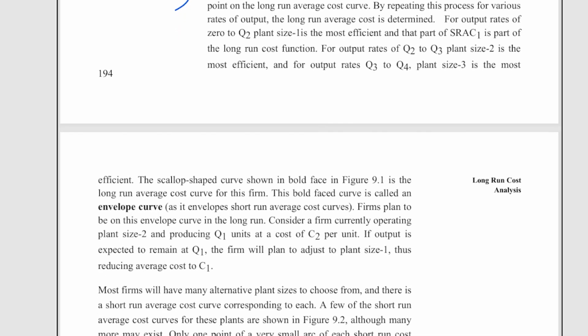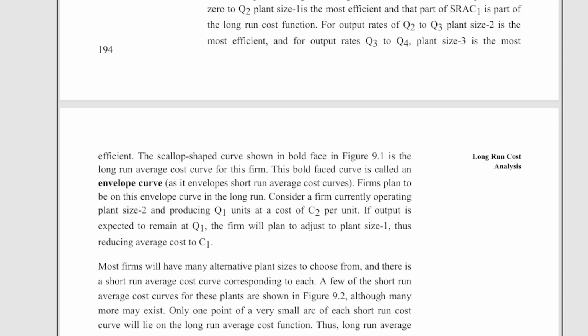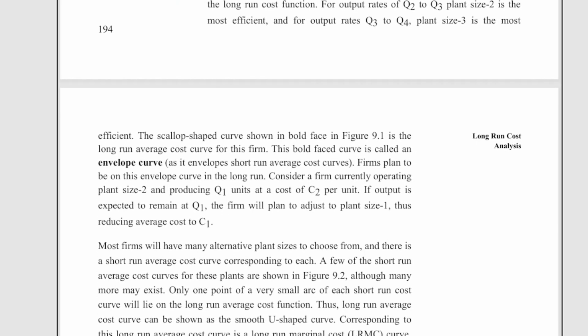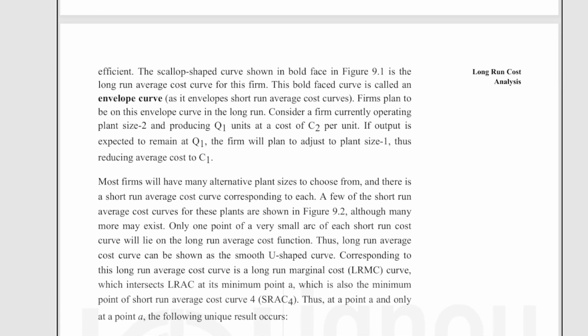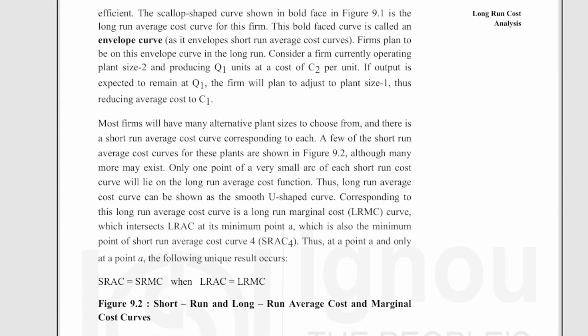For output rates of 0 to Q2, plant size 1 is the most efficient, and that part of SRAC 1 is part of the long run cost function. For output rates of Q2 to Q3, plant size 2 is the most efficient, and for output rates Q3 to Q4, plant size 3 is the most efficient. The scallop shaped curve shown in bold face in Figure 9.1 is the long run average cost curve, and this bold face curve is called the envelope curve.